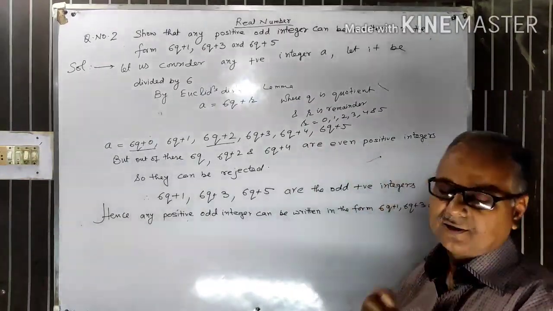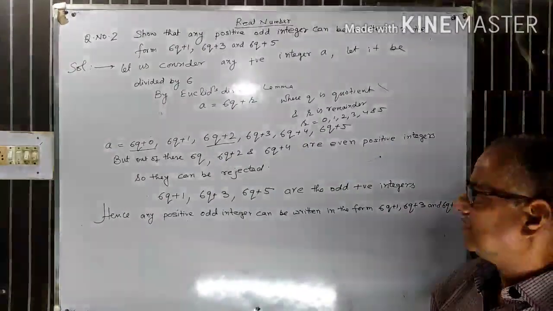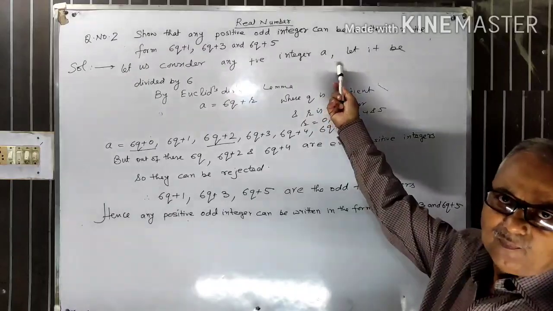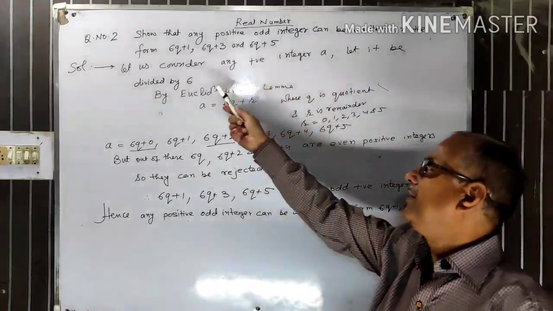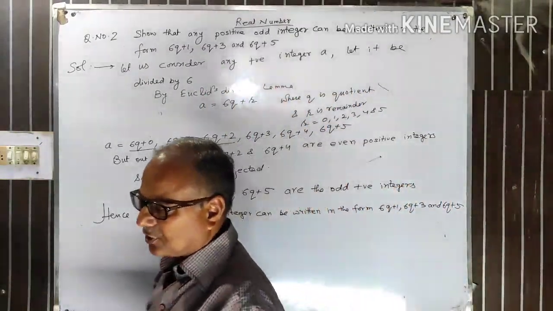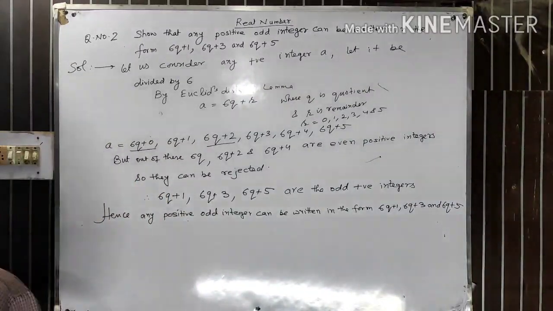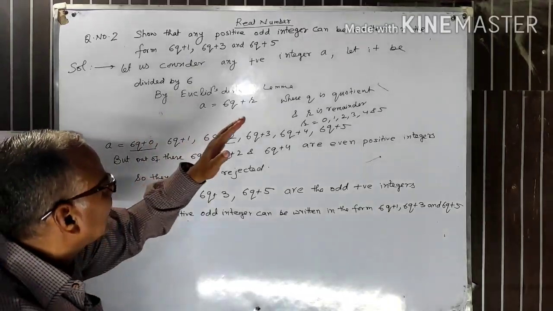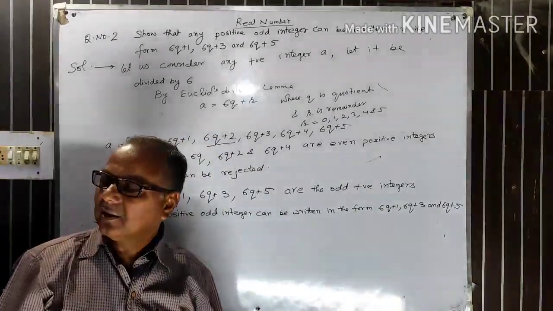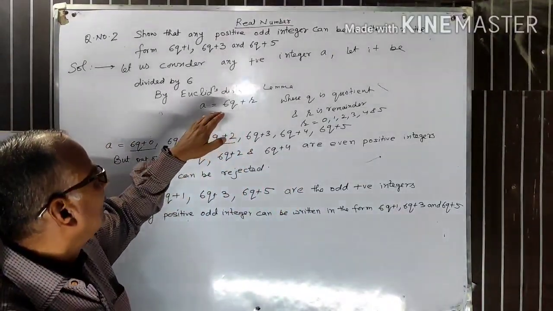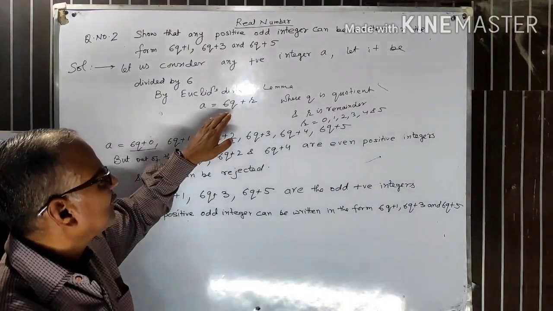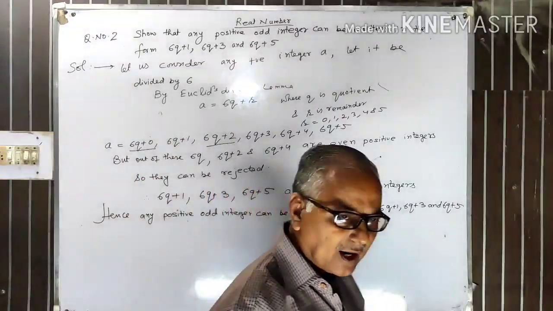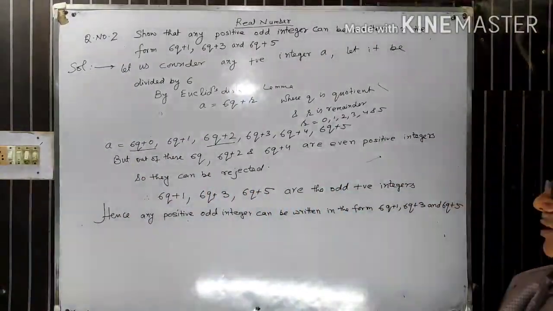So we have to divide the number by 6. Let us consider any positive integer a. Let it be divided by 6. कोई भी आप पॉजिटिव इंटीजर a ले लीजिएगा and you divide it by 6. Then by Euclid division lemma, we can write a as 6q plus r, where q is quotient and r is remainder.